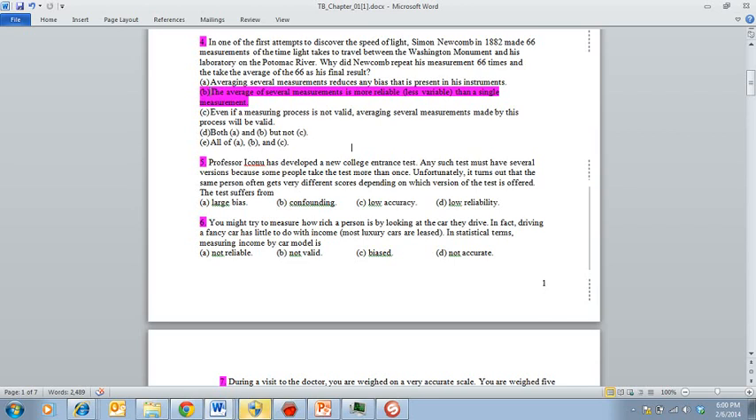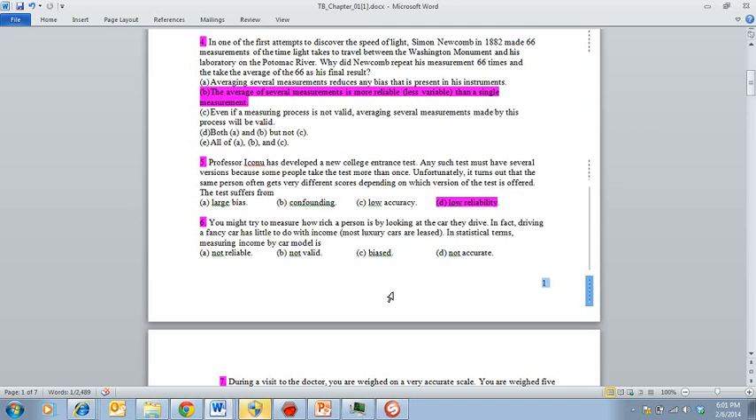Number 5, Professor Kanu has developed a new college entrance test. Any such test must have several versions because some people take the test more than once. Unfortunately, it turns out that the same person often gets very different scores depending on which version of the test is offered. This test suffers from low reliability because they get different scores for the different tests. They're not constantly getting the same different score, that would be biased. But they're constantly getting different scores on the test. So that test is not reliable.